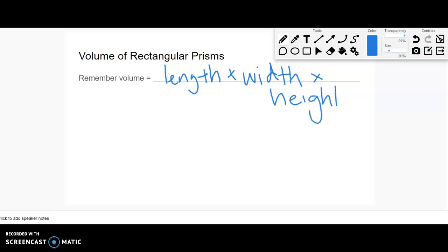It's the amount of stuff that can fit inside of a shape. Number of cubes, amount of water, amount of sand, whatever I could fit inside of it is the volume.